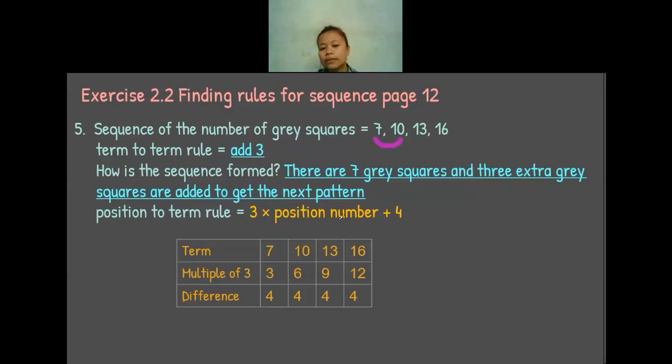How do I get this position to term rule? From the table. I usually make the table. I make a list for the terms. After I make the list for the terms, I need to find the multiple, and then after that we find the difference. So this is the difference, plus 4. The position number will be multiplied with the term to term rule given.